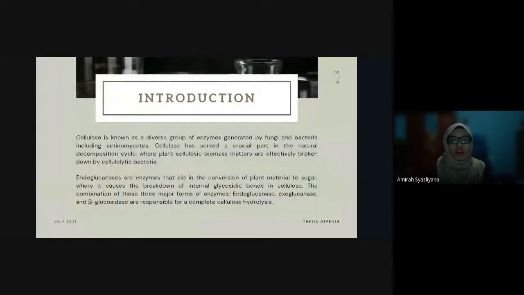For the introduction, cellulase is known as a diverse group of enzymes generated by fungi and bacteria, including actinomycetes. It also serves a crucial part in the natural decomposition cycle, where plant cellulosic biomass is effectively broken down by cellulolytic bacteria. Furthermore, endoglucanases are enzymes that help in the conversion of plant material to sugar, by causing the breakdown of internal glycosidic bonds in cellulose. The combination of those three major forms of enzymes, endoglucanase, exoglucanase, and beta-glucosidase, is responsible for complete cellulose hydrolysis.